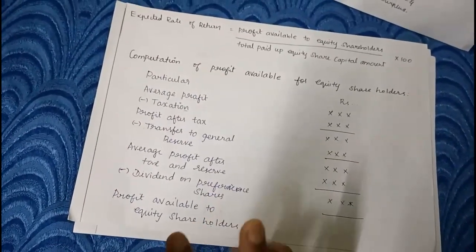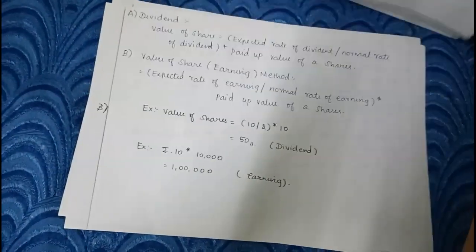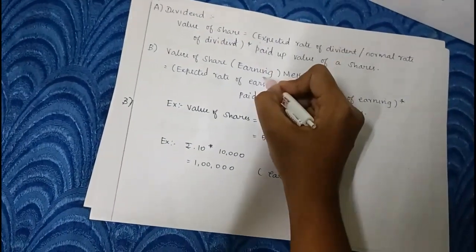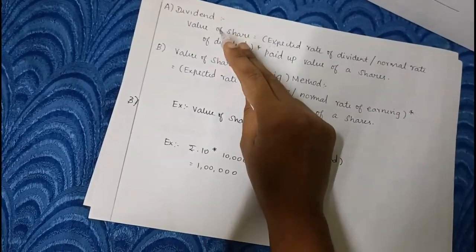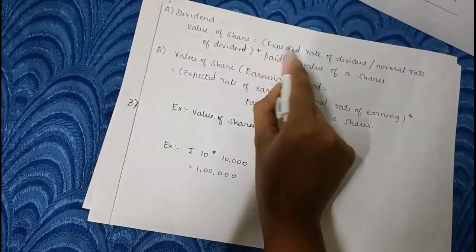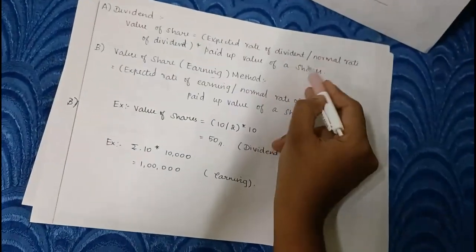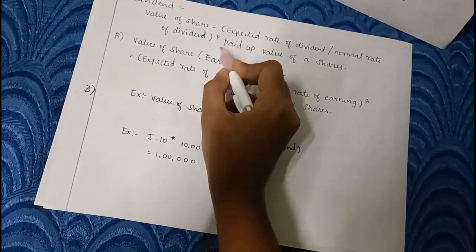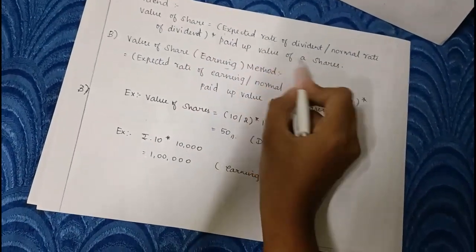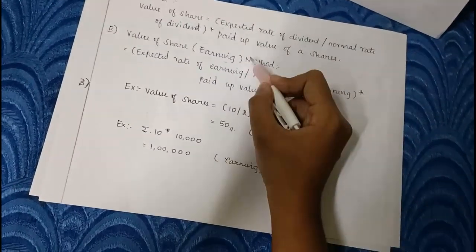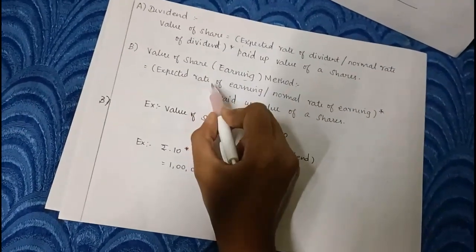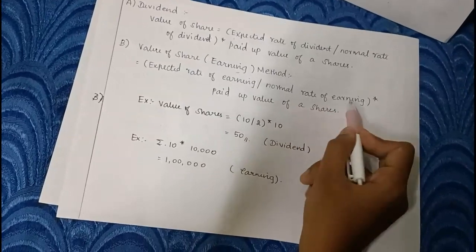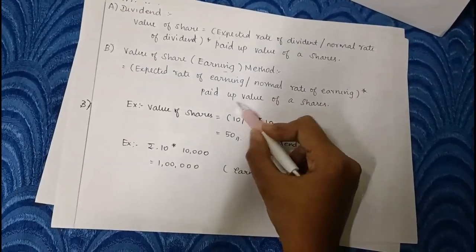அந்த ஈல்டு மெத்தட் ஆல்ரெடி 2 டைப்ஸ் இருக்குன்னு நான் சொல்லியிருக்கேன். ஒன்று டிவிடெண்ட் அண்ட் அனதர் ஒன் இஸ் ஏர்னிங். டிவிடெண்டுக்கு நம்ம ஃபார்முலா value of shares equal to expected rate of dividend by normal rate of dividend into paid up value of shares னு சொல்லுவாங்க. அதே செகண்ட் டைப் ஏர்னிங் என்னன்னா expected rate of earning by normal rate of earning into paid up value of shares னு சொல்லுவாங்க.